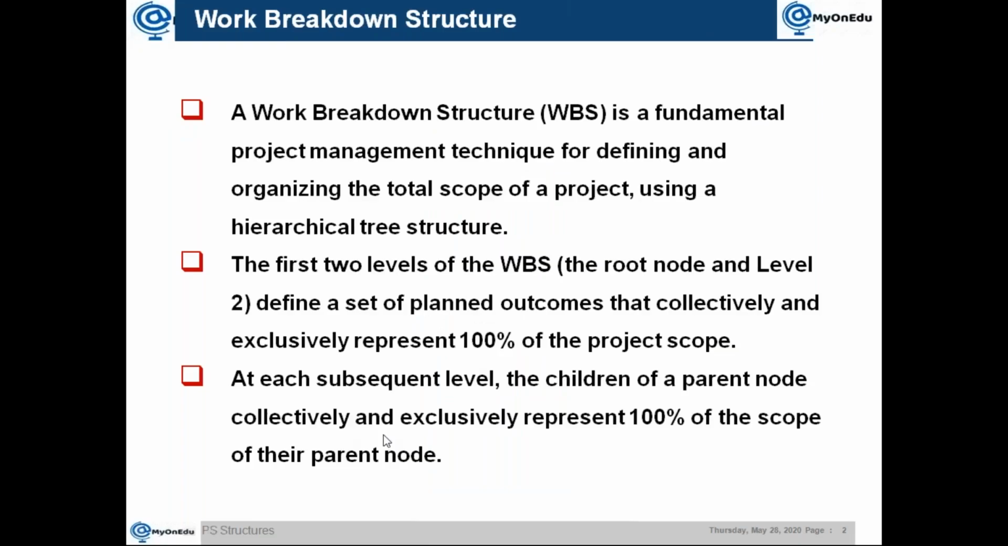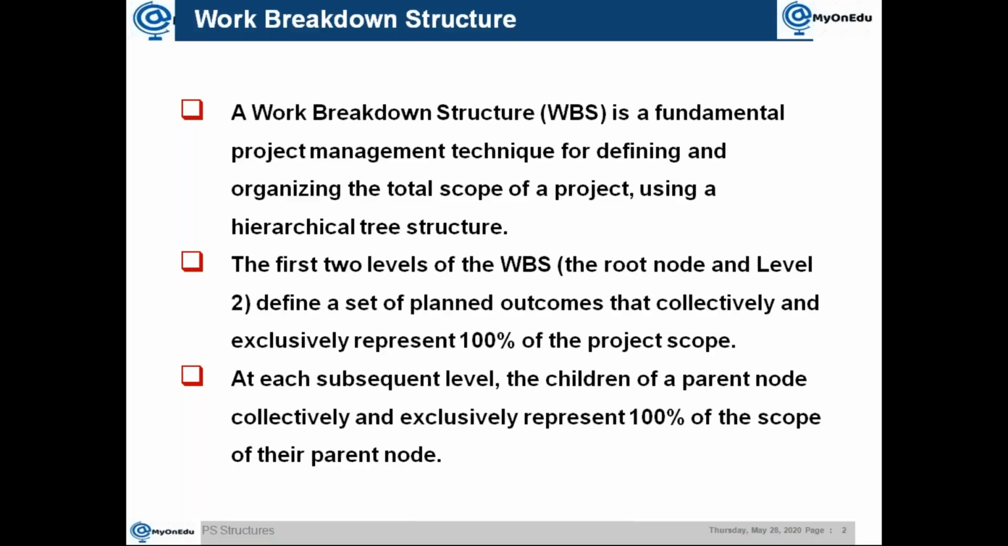Then what is the next rule, the next characteristic? At each subsequent level, the children of a parent node collectively and exclusively represent 100% of the scope of the parent node. So when your level 2 is created and you are creating level 3, you need to make sure the children of a parent WBS element represent the 100% scope of the parent. Everything should be included here.